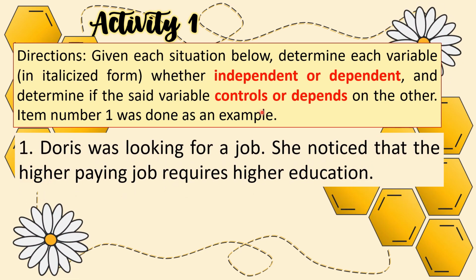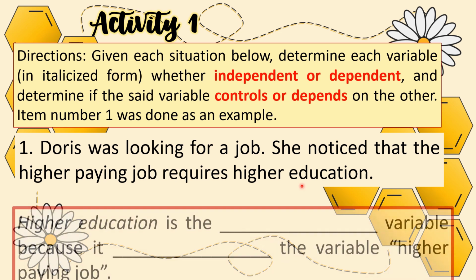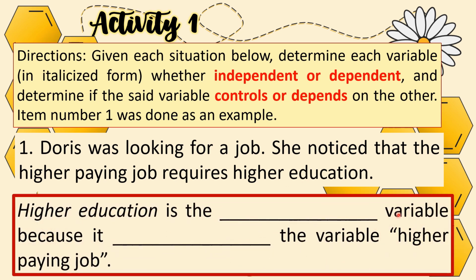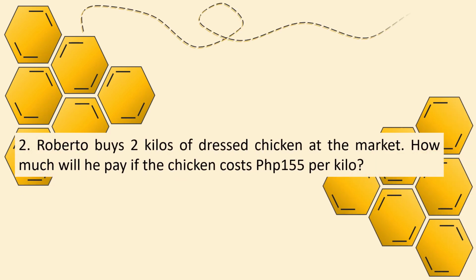So item number 1, Doris was looking for a job. She noticed that the higher paying job requires higher education. So higher education is the blank variable because it blank the variable higher paying job. So what do you think is the answer? Higher education is the independent variable because it controls the variable higher paying job.